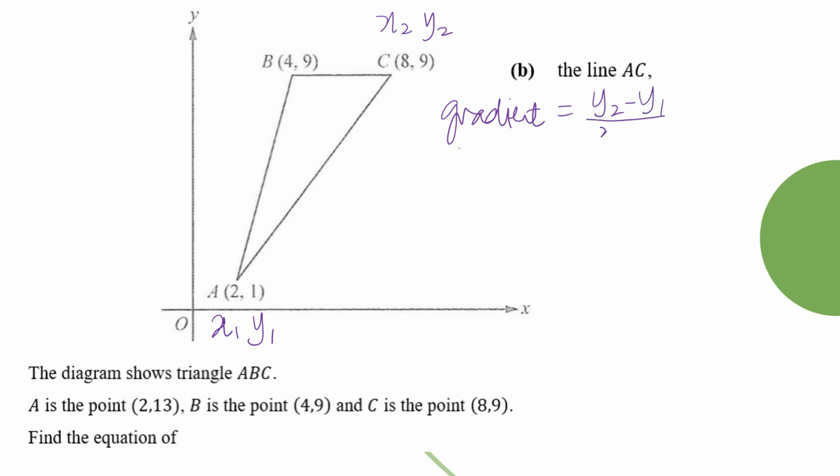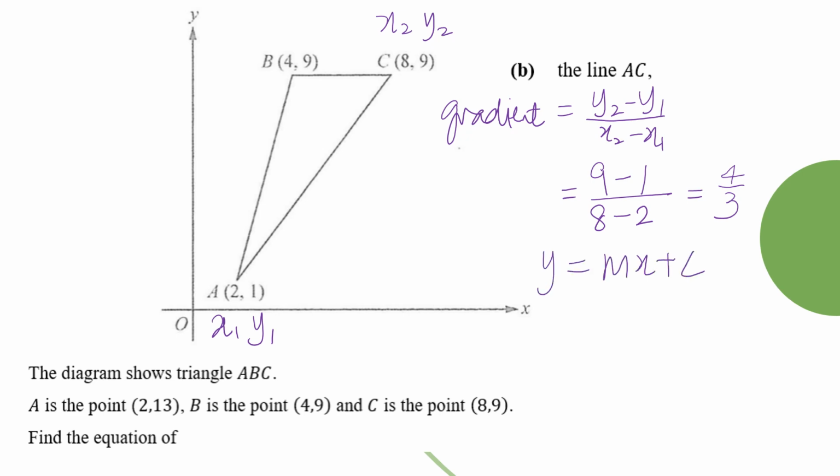Write down the formula. Keep writing the formula many times, then you'll remember it. So 9 minus 1 over 8 minus 2. That gives you 4 over 3. So your equation is y equals mx plus c, right? Always remember that y equals mx plus c. So m is your gradient, which is 4/3 x plus c.